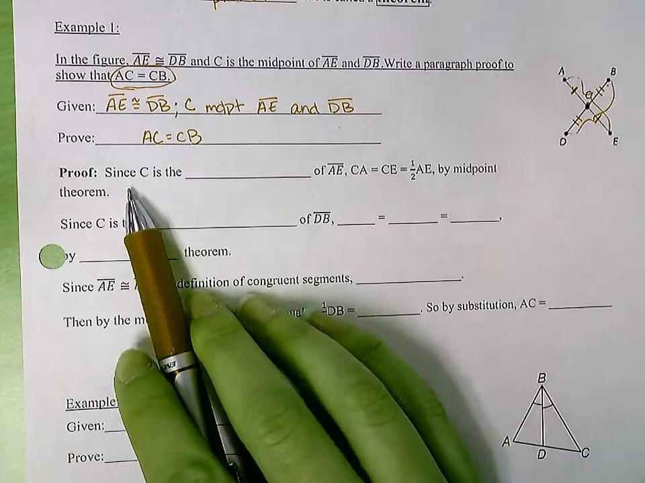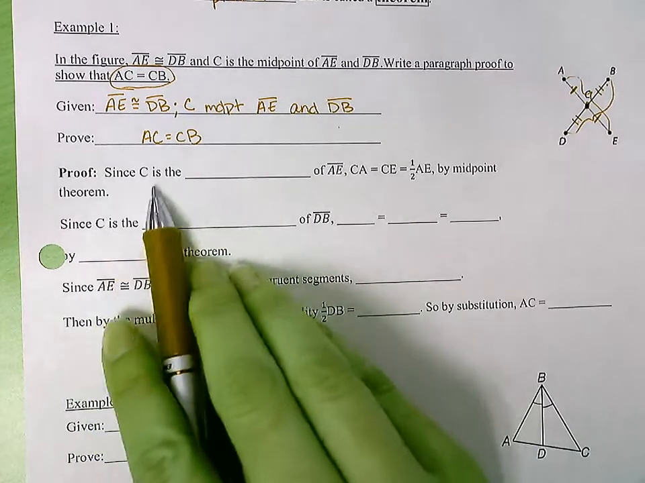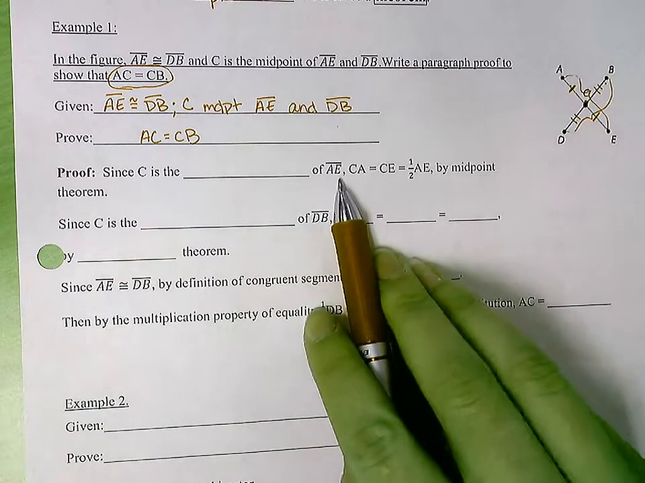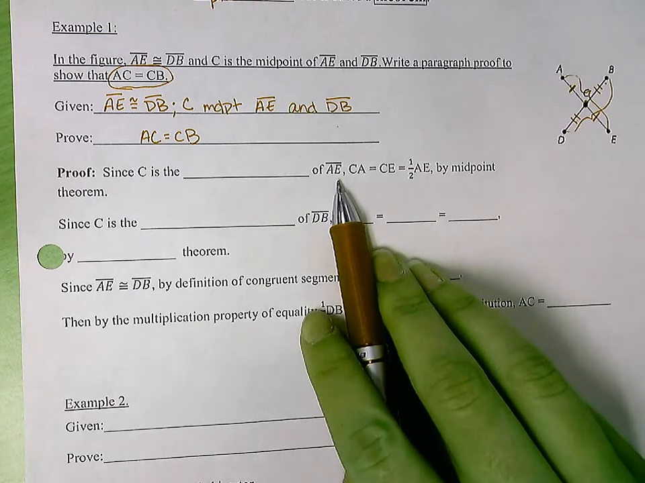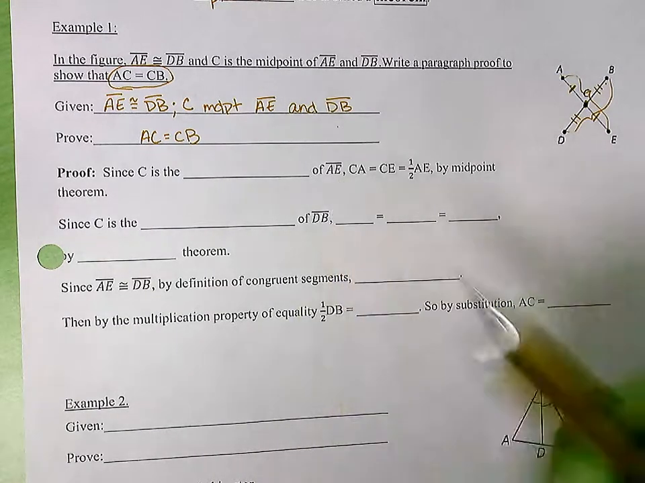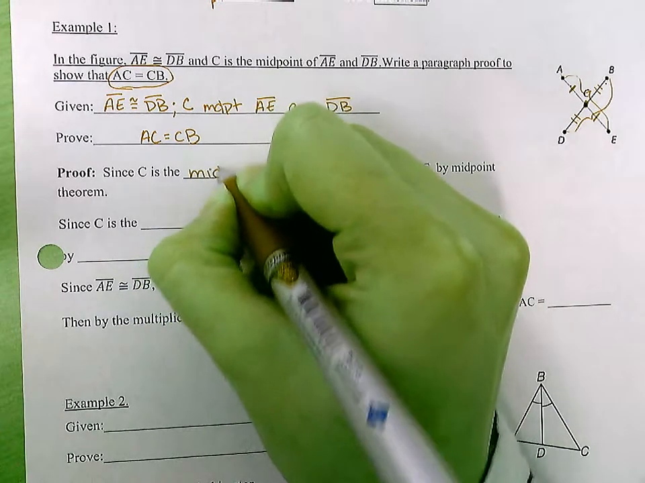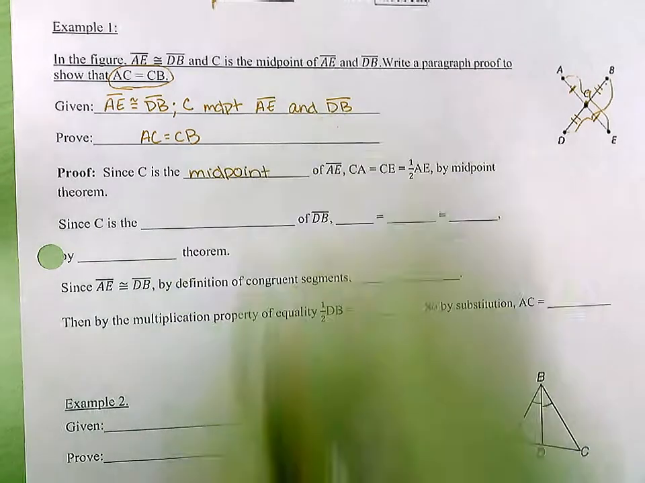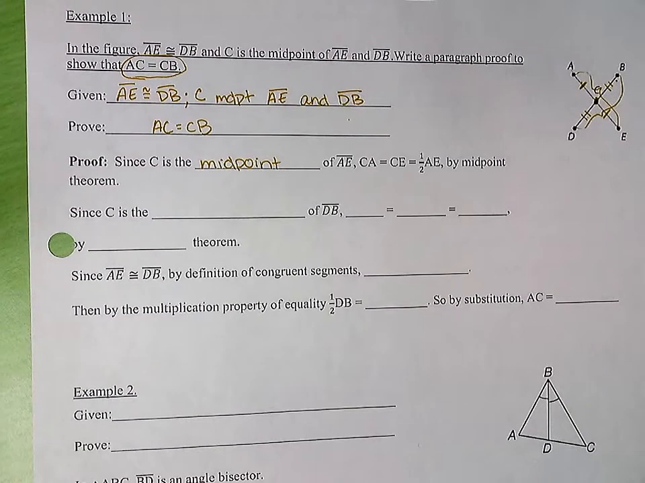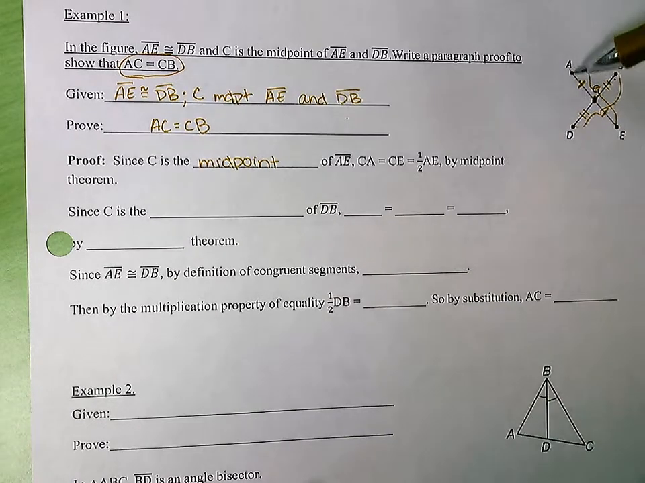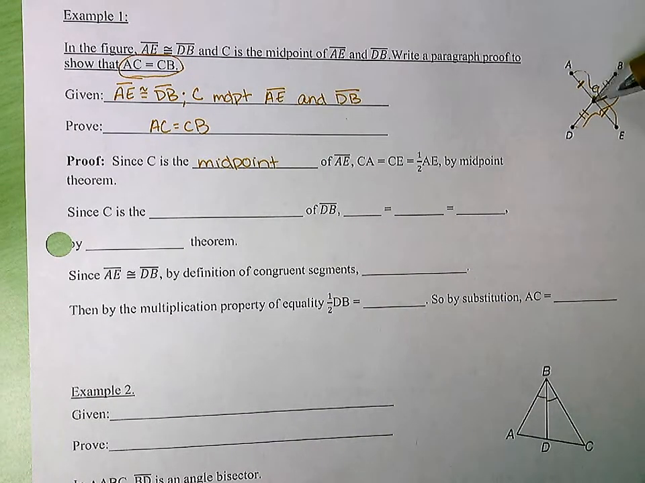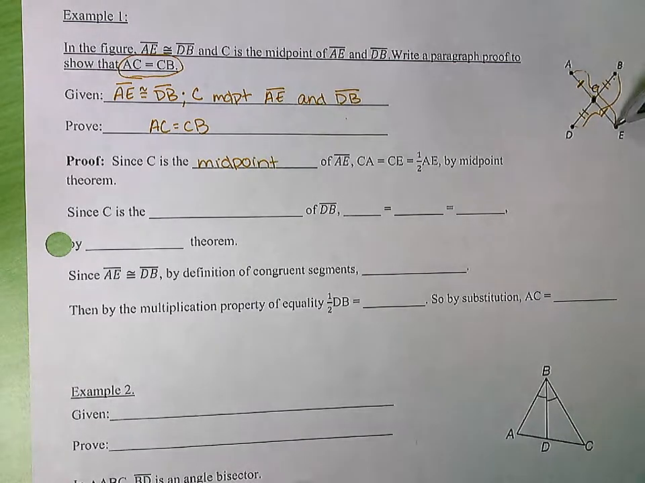Okay, so starting our proof, we have since C is the blank of segment AE. What is C for segment AE? It's the midpoint. Okay, so we're starting with that given information. Now we want to use it. So since C is the midpoint of segment AE, well, we can say CA equals CE, right? That's what we labeled on our picture.